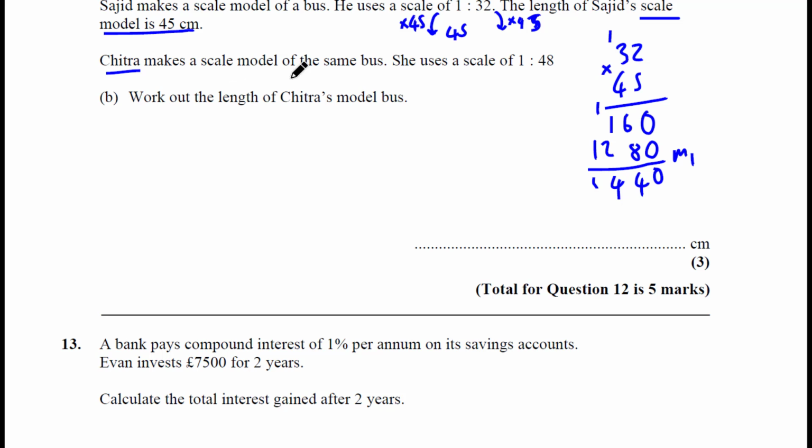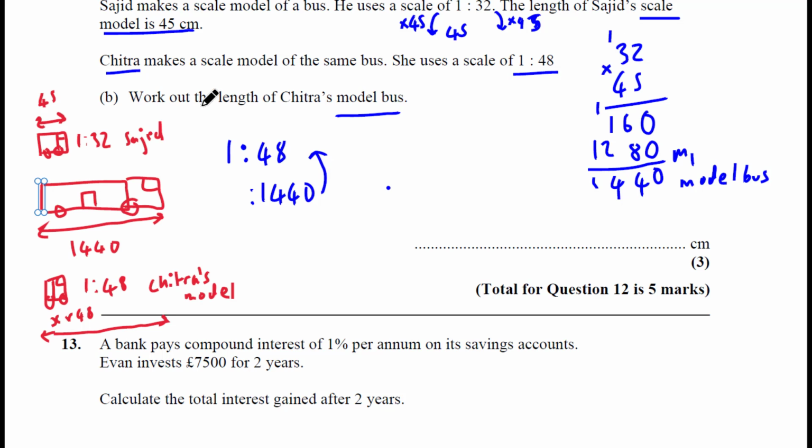makes a scale model of the same bus, but she uses a scale of 1 to 48. So work out the length of her model bus. Can you see she uses a larger scale? So her model bus should be smaller than Sajid's, the real life size. Now, I hope this makes sense. So in a way we're going back.